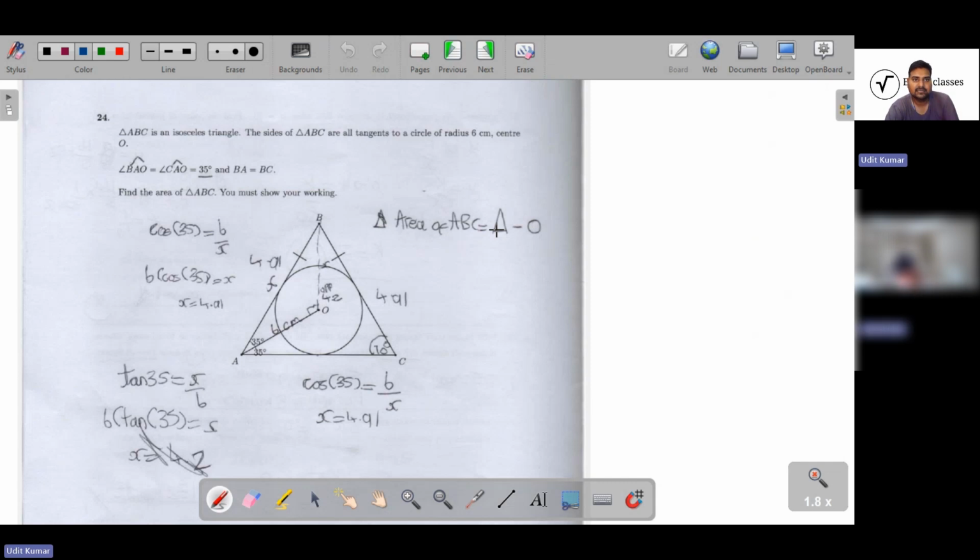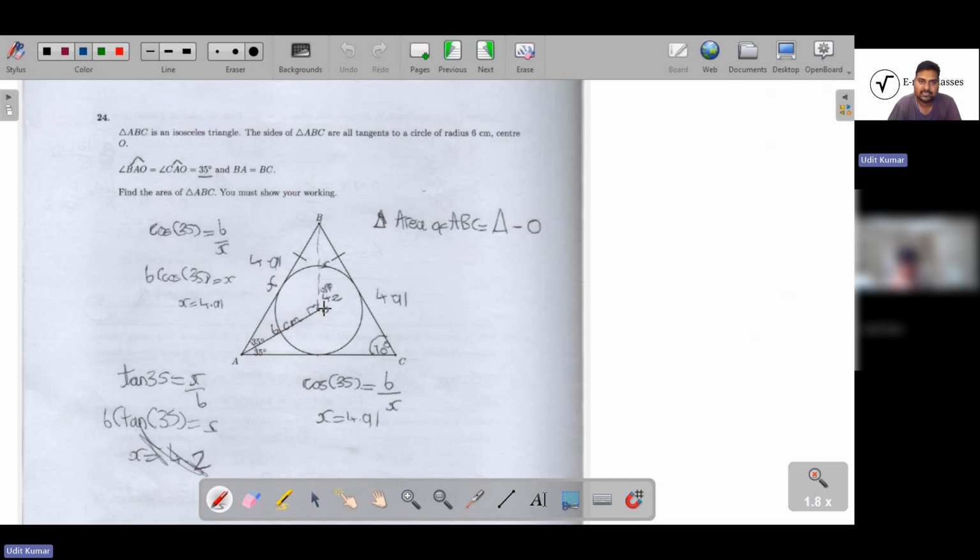Triangle ABC is an isosceles triangle. Isosceles means the two sides will be equal. So AB is equal to BC. It is already given to you, right? The sides of triangle ABC are all tangents to a circle of radius 6 centimeter.